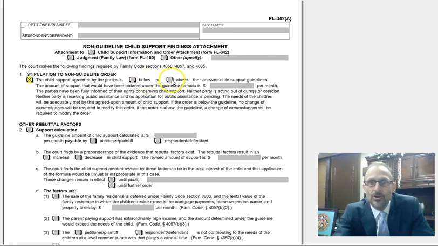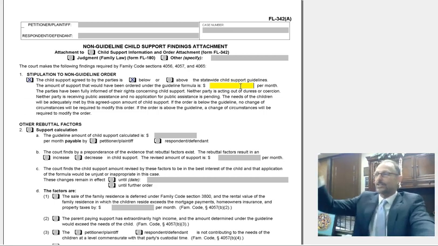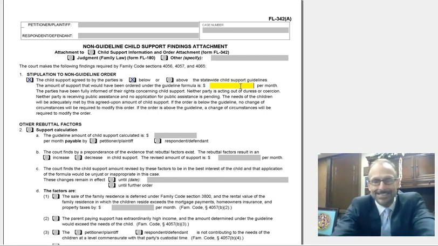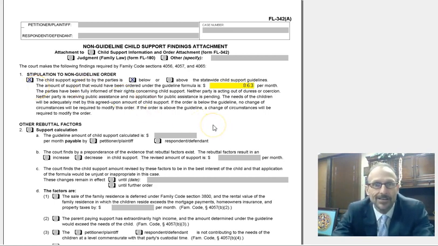Then let's say you're agreeing to a number that's below. That's pretty common. And let's say the statewide child support guideline, the amount of support that would have been ordered under the guideline formula is... So they're asking what the guideline amount is. And let's say we figured it out and it was supposed to be $863 per month. You need to put that in there.